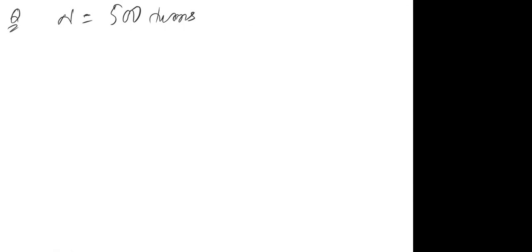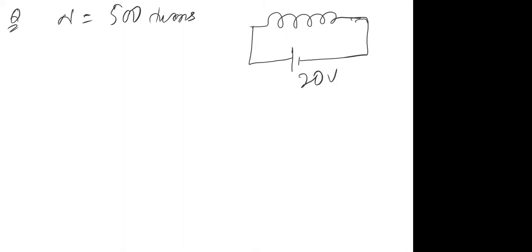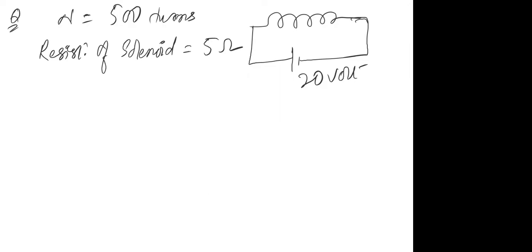I'm saying we have a solenoid like this, whose number of turns is given. We have a battery connected to it. The battery has a voltage of, let's say, 20 volts, and the resistance of the solenoid is equal to 5 ohm. This is the resistance of the solenoid.